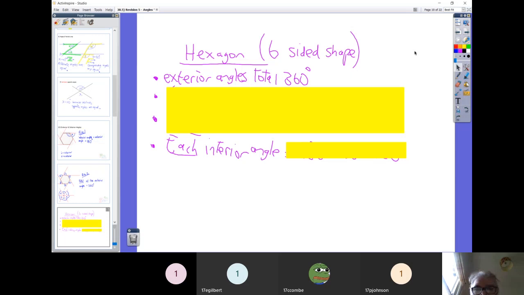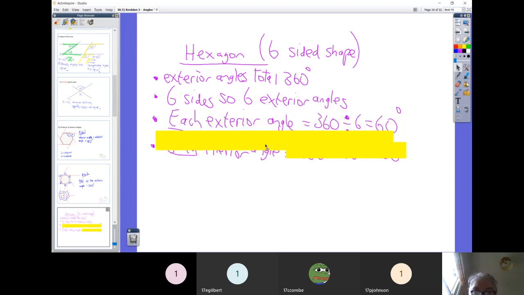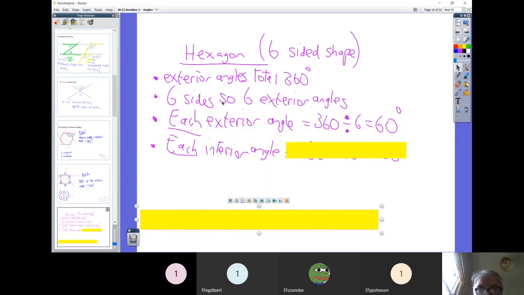Okay, I might help you out with this one quite quickly and then give you a bit more time on the other examples. So if the exterior angles total 360, now it's a 6-sided shape, so it's got 6 exterior angles. So each of the exterior angles must be 360 divided by 6. Okay, so let's think about it. It's a 6-sided shape. Exterior angles always add up to 360 for a regular shape. It's got 6 sides, so that means it's got 6 of those exterior angles.